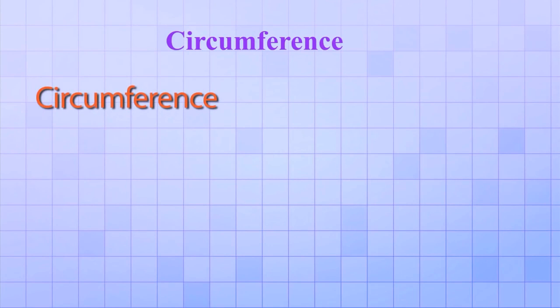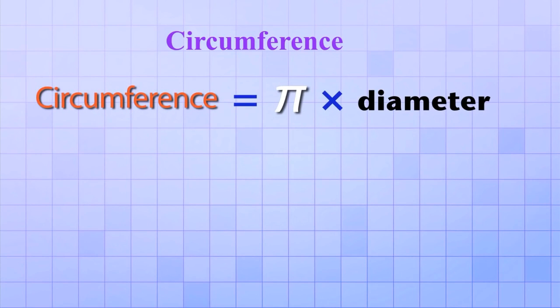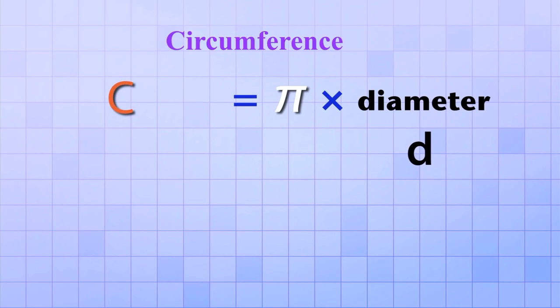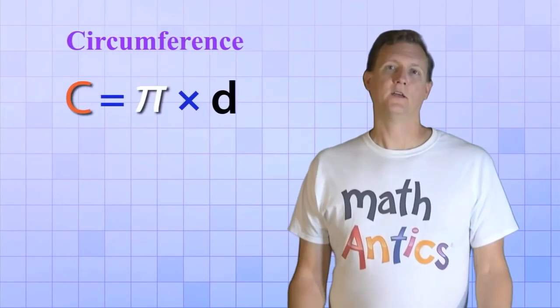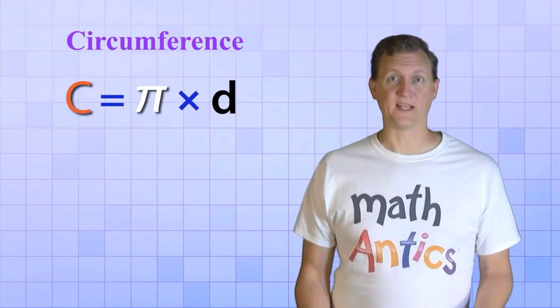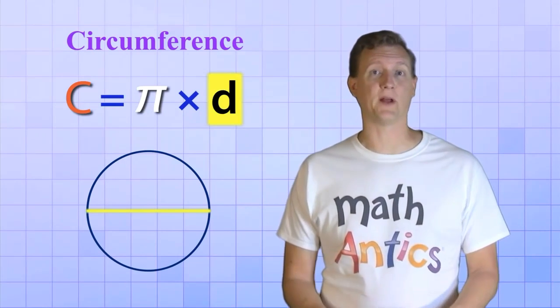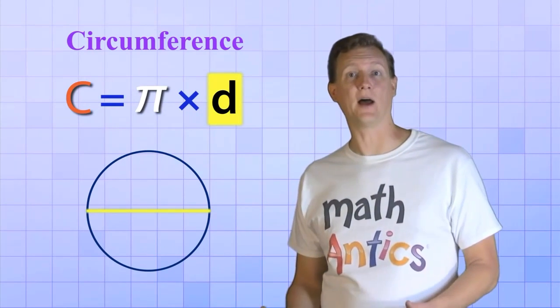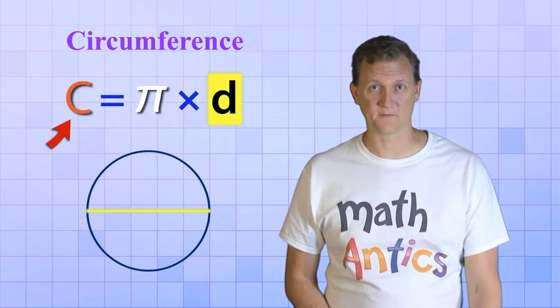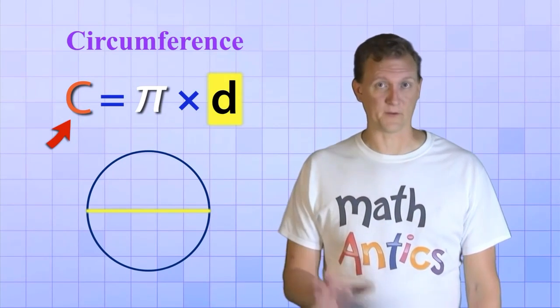The formula for finding the circumference is circumference equals pi times diameter. And just like most formulas, we use abbreviations. C for circumference and D for diameter. So that's a pretty simple formula. It tells us that if we know the diameter of a circle, all we have to do is multiply that diameter times the number pi and we'll get the circumference. Now we'll try that formula out in a few minutes.